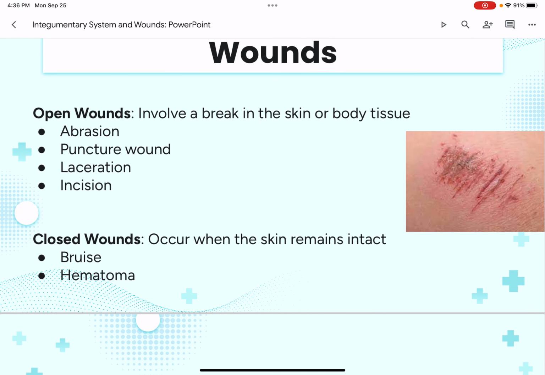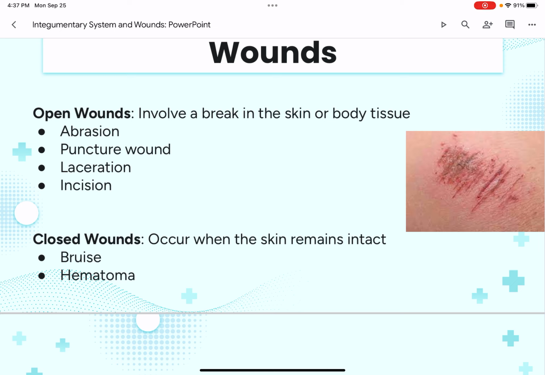A wound is a break in the skin or mucous membrane. Wounds commonly result from surgery, trauma, unrelieved pressure or friction, decreased blood flow through arteries or veins, and/or nerve damage. Open wounds involve a break in the skin or body tissue. Abrasions, puncture wounds, lacerations, and incisions are examples of open wounds.